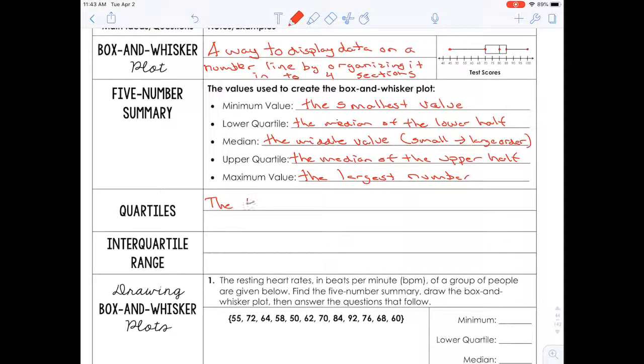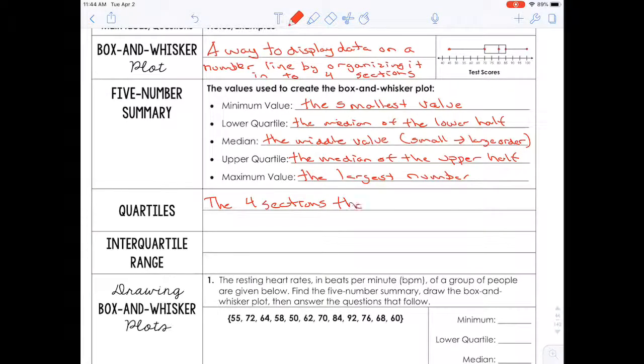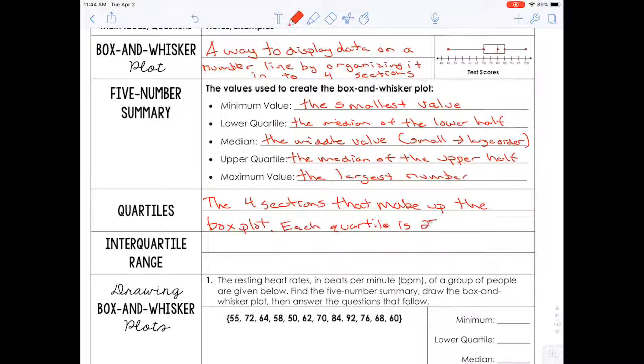Leave your writing kind of small here, guys. There's kind of a lot to write. The 4 sections that make up the box plot. Each quartile is 25% of the data.